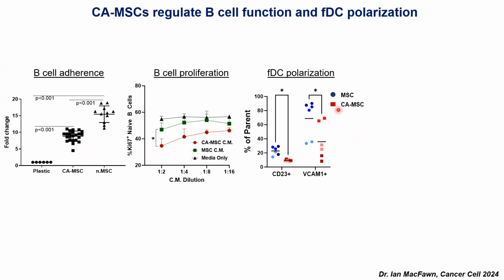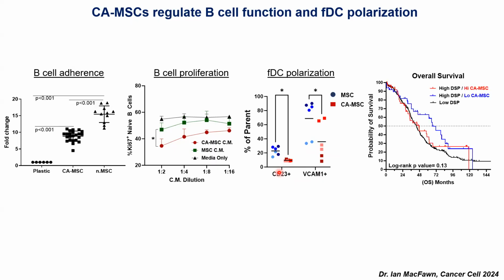But finally, we also see that FDC polarization is also blunted. So if we take these cells and we push them to an FDC, you see less markers of FDC polarization for the CMSCs than you do for the normals. And we also can see this by eye visually. So we can see the cells differentiating and getting spindles, et cetera, when they're normal, but when they're cancer educated, it seems to be blunted.